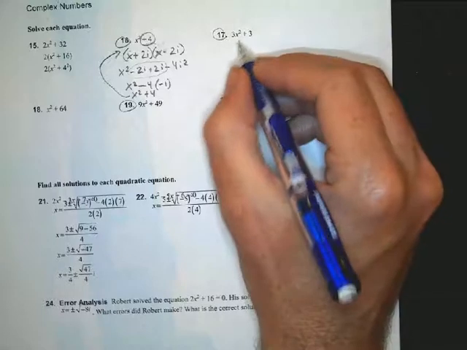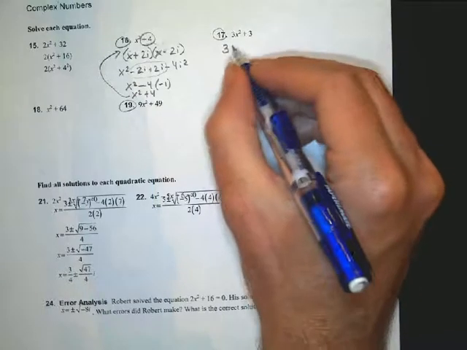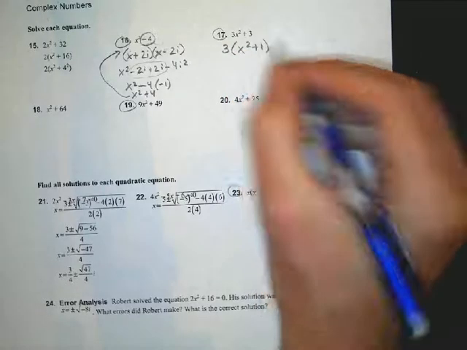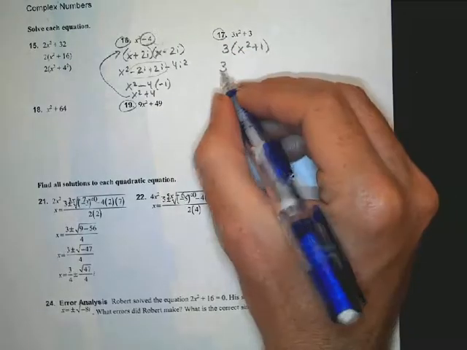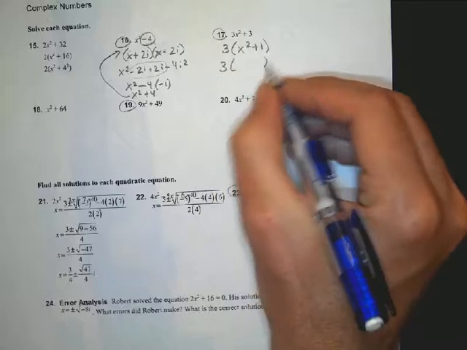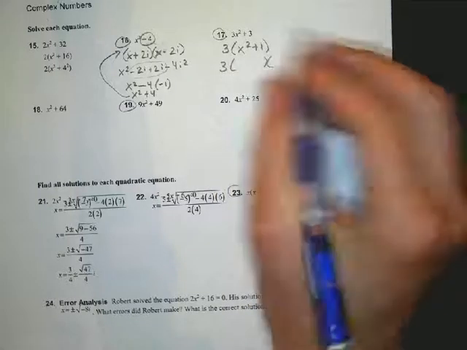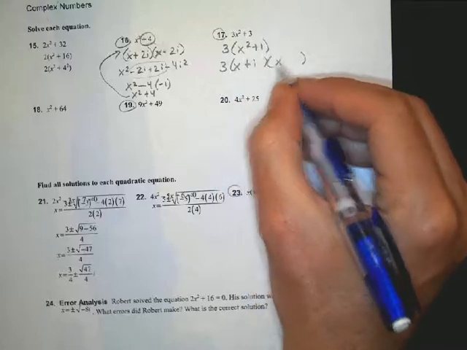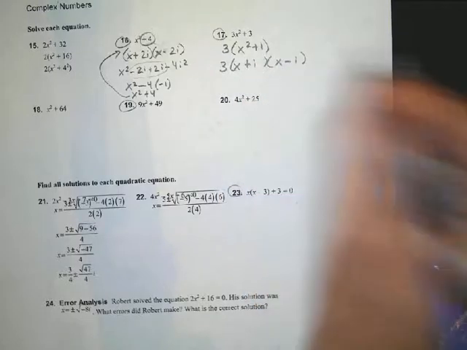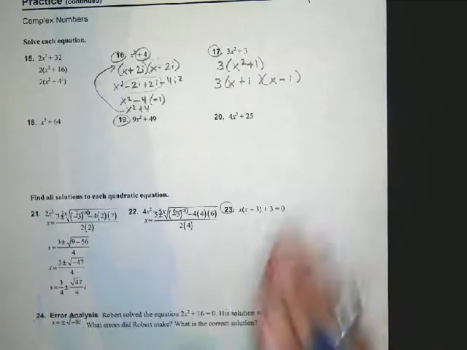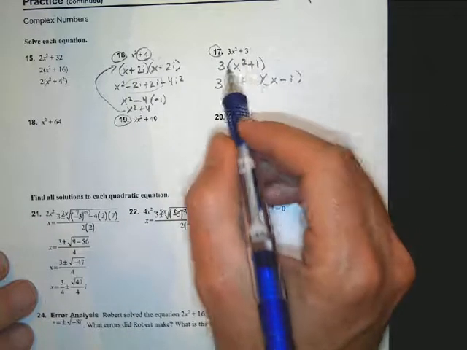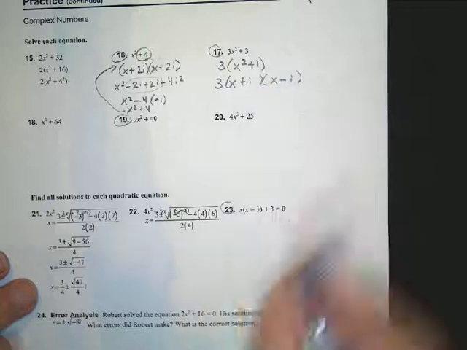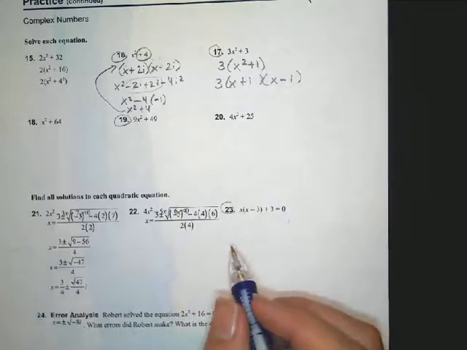Same idea. First, I'm going to factor out a 3 of the whole thing. So I have x squared plus 1. And again, the idea is I'm going to take the x squared plus 1 and break that apart, factoring like this, to have x plus i and x minus i. And that's all I'm going to do for that one there. So I just took the 3 out and factored it, and I have x squared plus 1 remaining, and then I factored that to x plus i and x minus i.